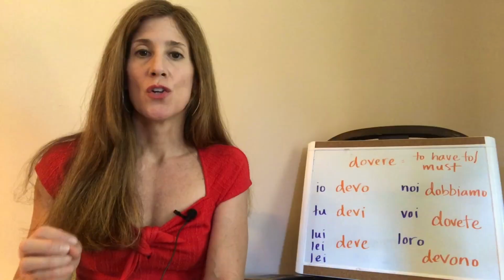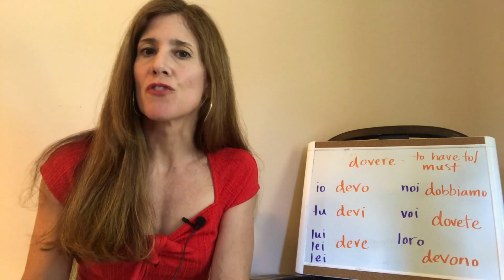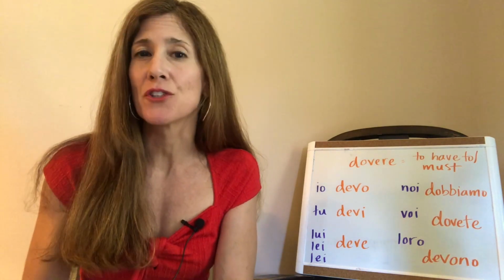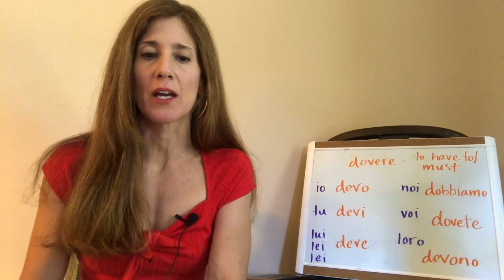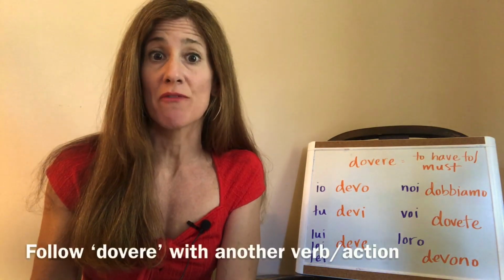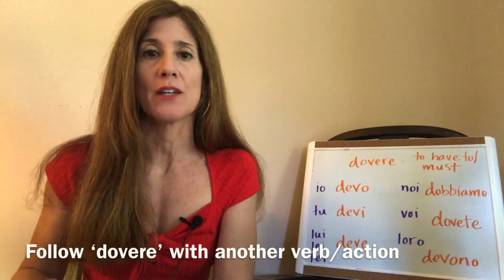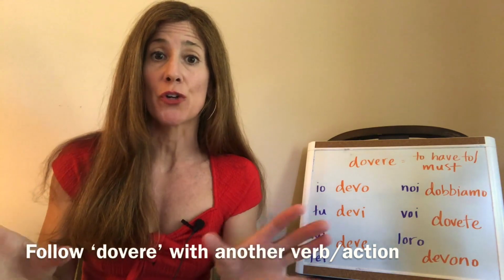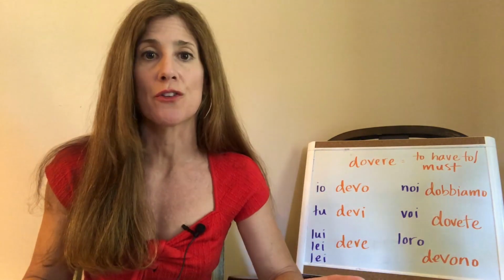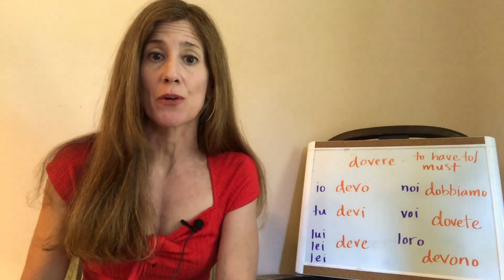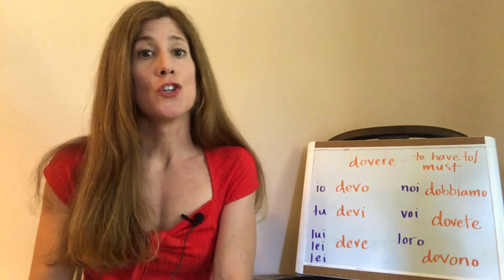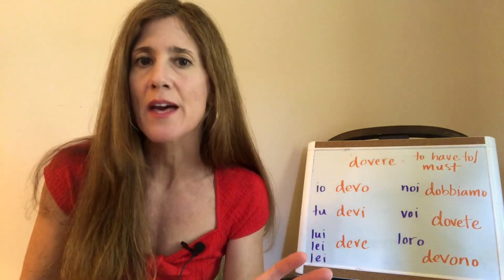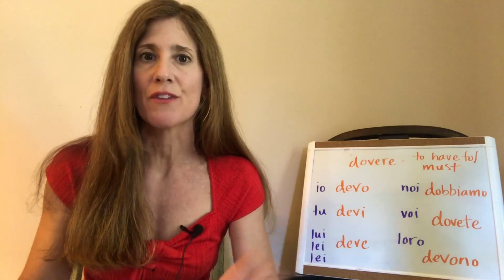Va bene? So with this verb, this modal verb, dovere, you're going to use it to say that you have to do something or that you must do something. But with this verb, it needs to be followed by another action. Okay, so it's going to be followed by another verb. And remember, when you have 2 verbs in a sentence, you're going to conjugate the first verb and then leave the second verb in the infinitive, okay? So if I said, I have to study, then I would conjugate dovere and leave studiare in the infinitive.